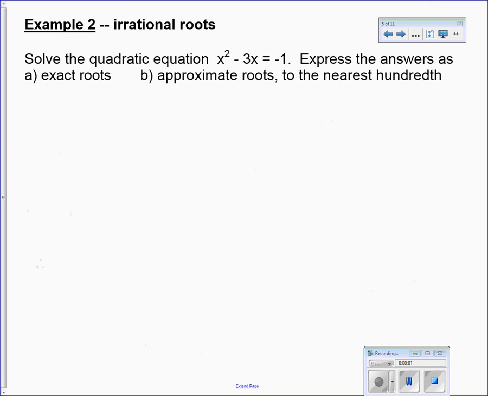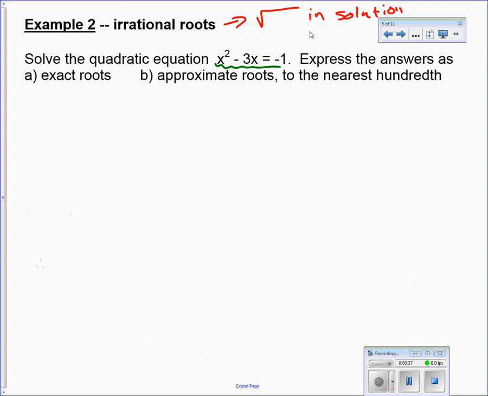Alright guys, now we have some more interesting problems. So now the time when we have irrational roots is when we have a square root in them. Anytime you hear the word irrational, there is some form of square root in the solution. Now, we're going to go over this problem that we have here, right? The objective equation is x squared minus 3x equals -1. Now it says express the answers as both exact roots and such, right?